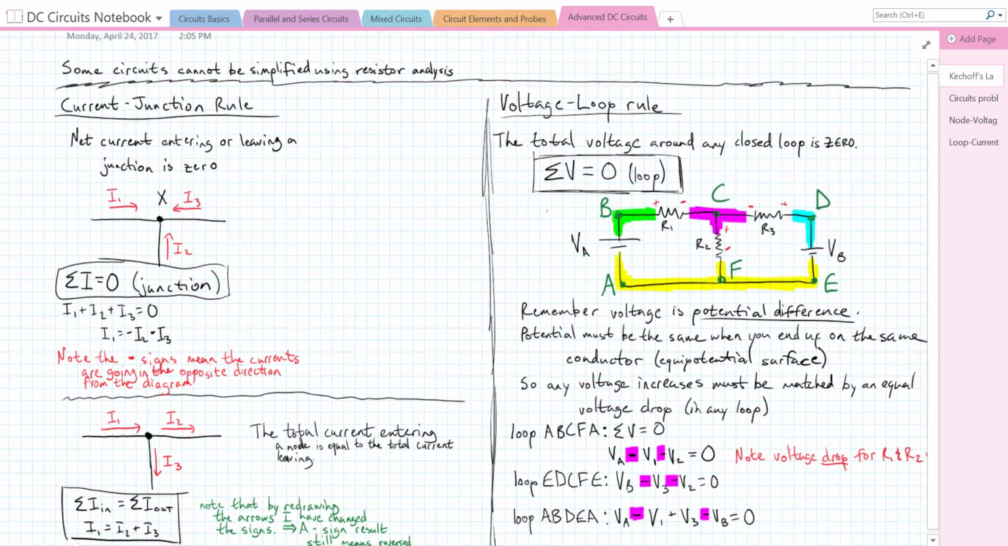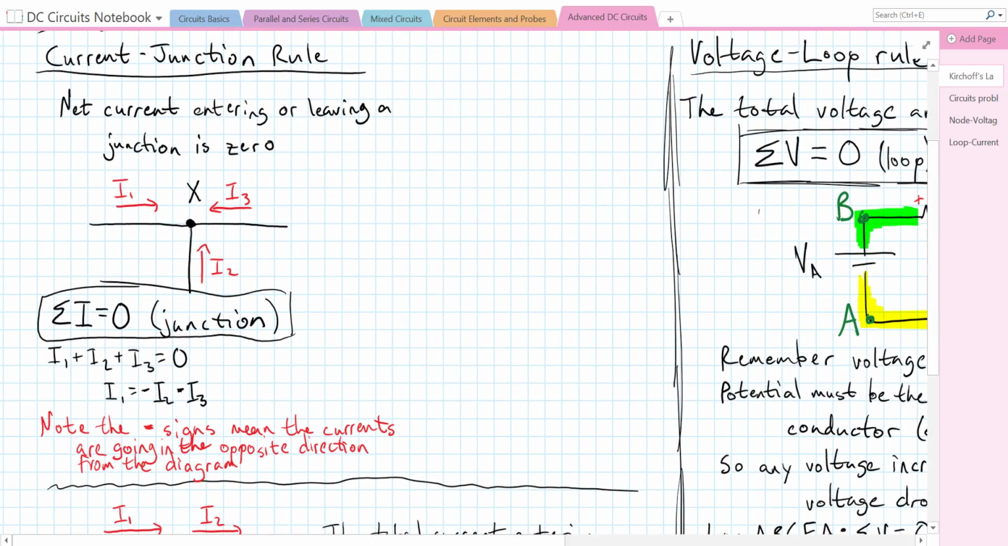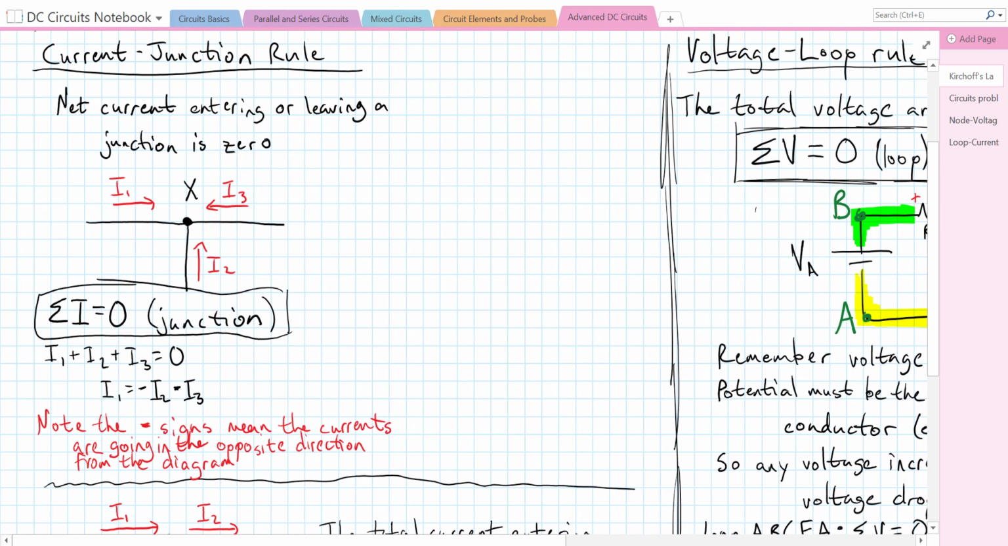The first of Kirchhoff's laws is called the current-junction rule. We're going to look at it over here. Basically what it says is the total current entering or leaving a junction is zero. If we draw a junction here, or a node, that's just a point where multiple paths come together. I1 is coming in, I2 is coming in, I3 is coming in. Kirchhoff's law says if we add up all those, we will get 0.